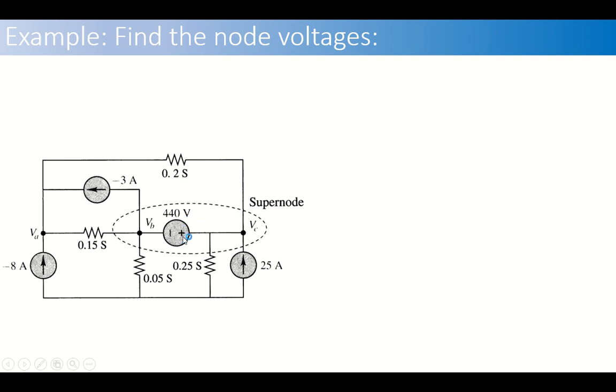Here you can see one important thing: resistances are not involved, actually conductances are involved. This is 0.15 Siemens conductance, this is 0.2 Siemens, 0.25 Siemens, and 0.05 Siemens. Remember, resistance and conductance are reciprocals of each other. So we now have three unknown voltages, which means we have to construct three equations in variables VA, VB, and VC.